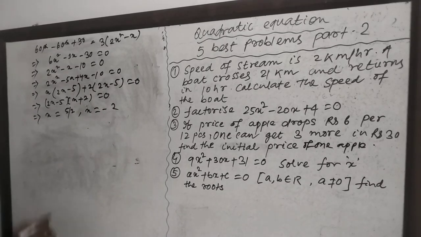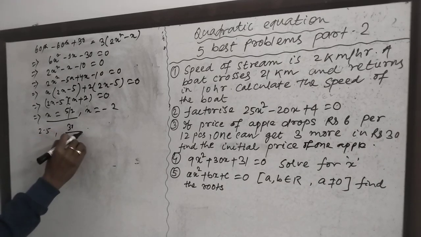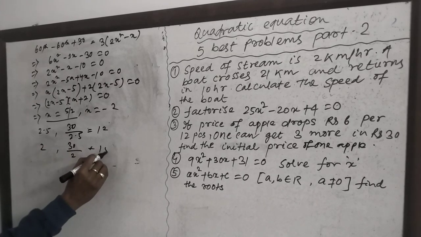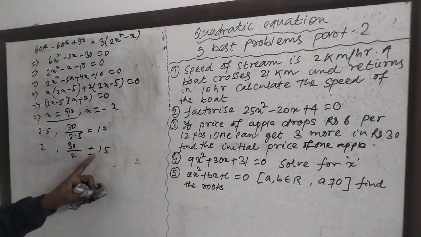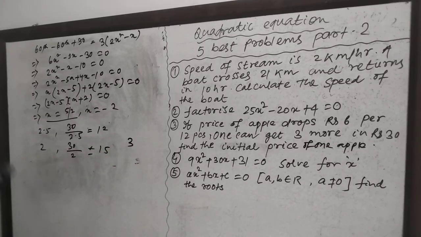Let's check. The initial price is 2.5. With 30 rupees we will get 12 pieces at 2.5. Okay, now if the price drops by 0.5, the new price will be 2. Then with 30 rupees we will get 15 apples. Now what is the difference in the number of apples? That is 3 apples. Okay.